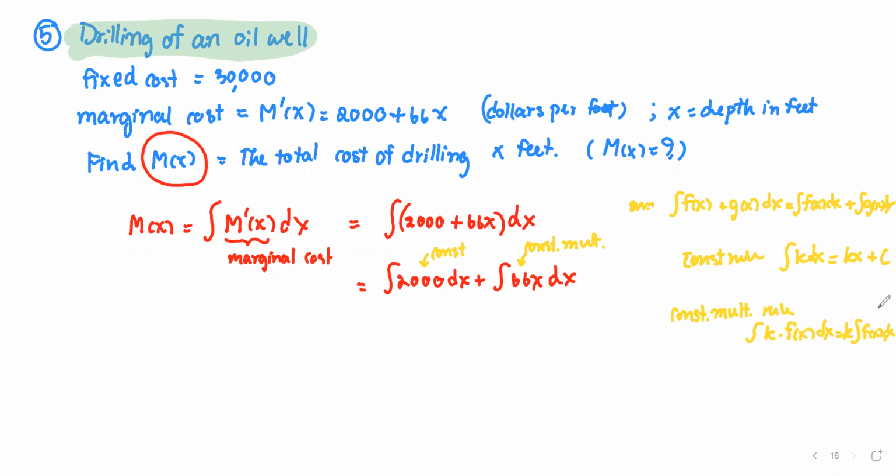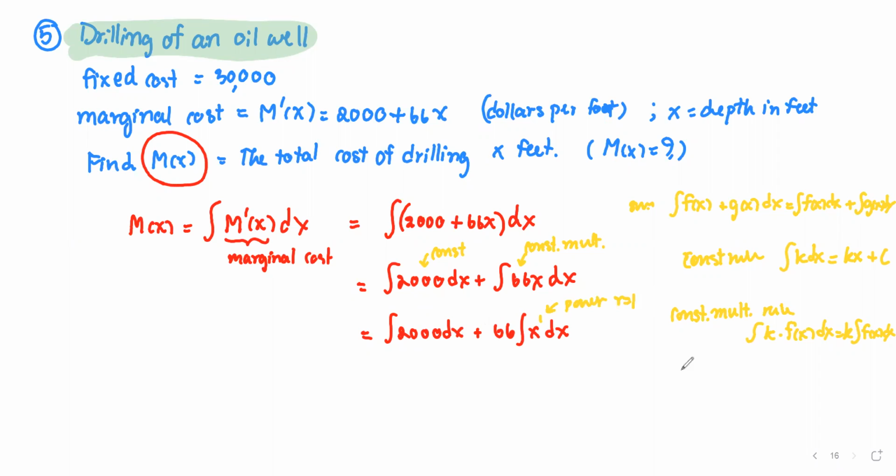Now apply these two rules first before we go to the next step. The first one, let's keep as it is and take care of the coefficient of the constant multiple. So take the 66 out of the integral sign. And now the second term becomes the power form of the function, x to the first power. So this time we have the power function where r equals 1.